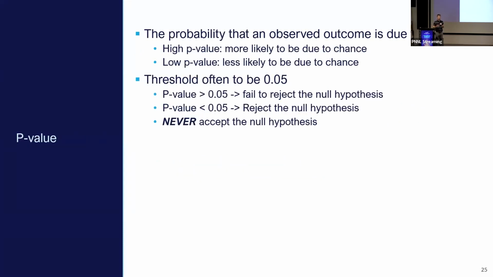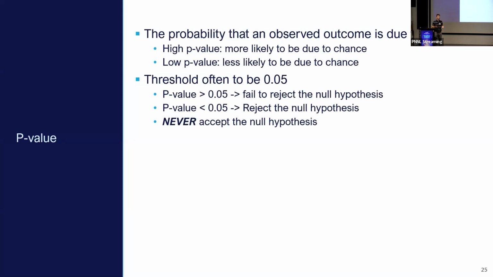Once we have those hypotheses, the question becomes how we determine which one we're going to select. Are we going to reject the null hypothesis, or fail to reject it? That is based off of the p-value in most situations. The p-value is the probability that an observed outcome is due to chance. A high p-value means it is more likely due to chance, whereas a low p-value means it is less likely to be due to chance.